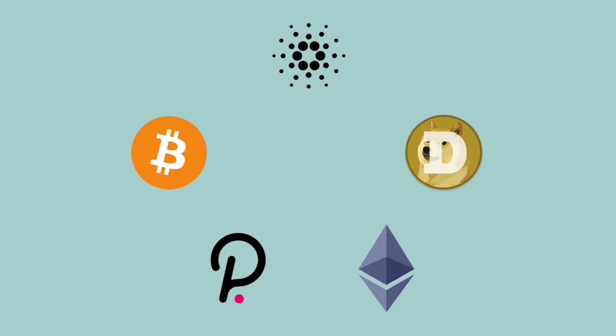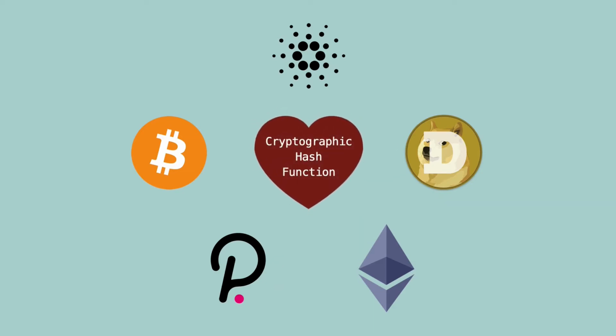To understand how Bitcoin and other cryptocurrencies exactly work, there is no way of getting around cryptographic hash functions. They are considered to be the heart of cryptocurrencies and are what makes these currencies so secure and anonymous.